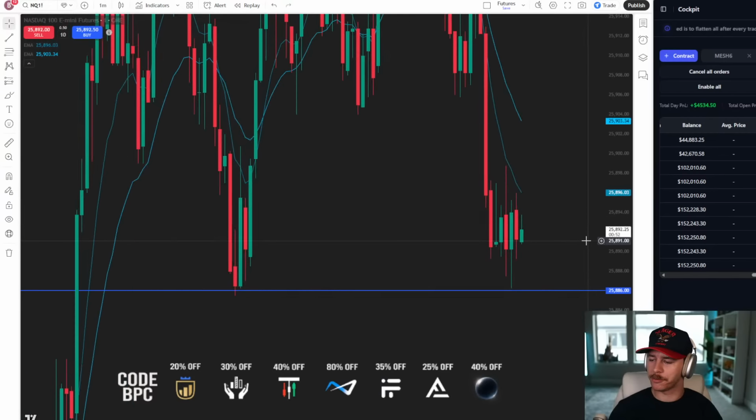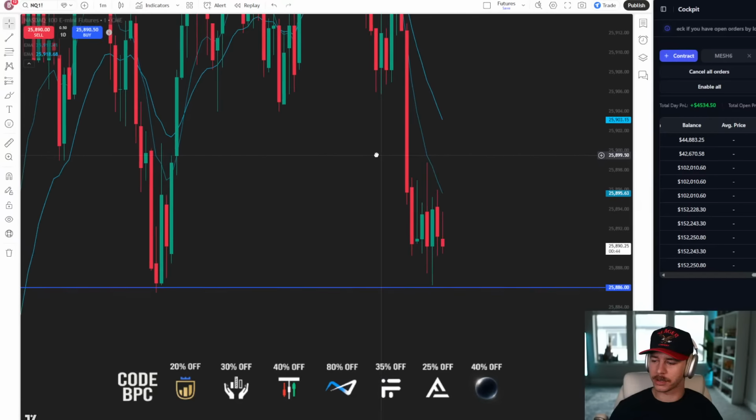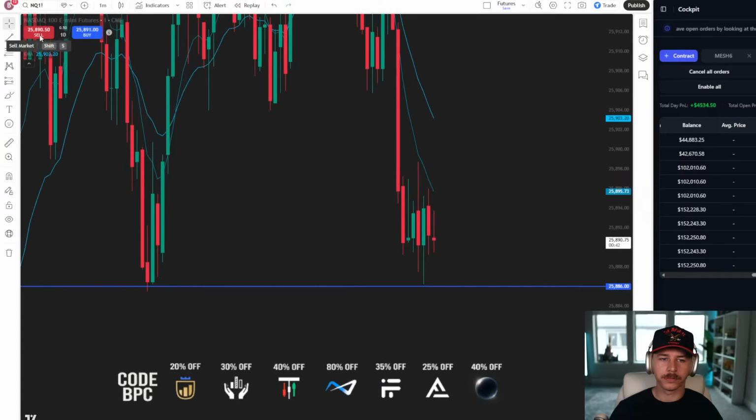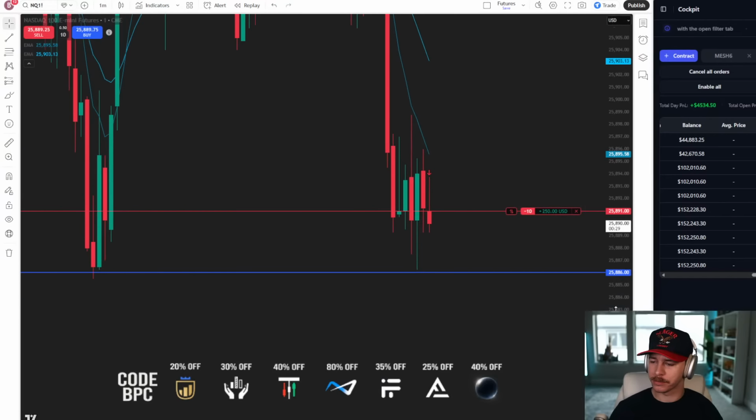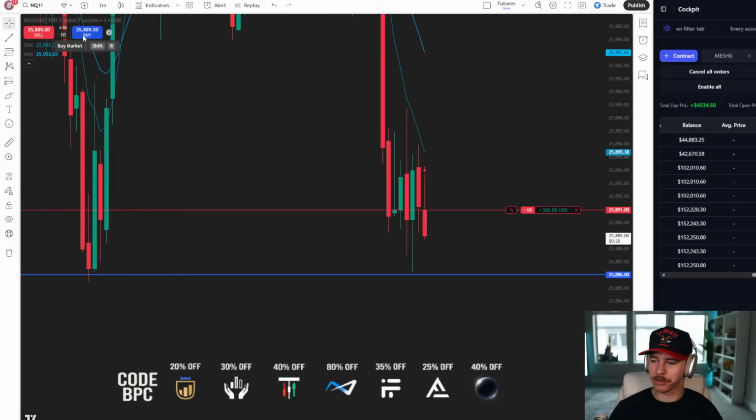We need, oh man, if we get 10 points at a time with like 10 minis, just 10 points quickly. We need 3K right here on a break of 86. All right, I'm short 10 minis. Set profit, take profit. Let's get green, like 2,000 bucks right here. Break 86. Break 86.